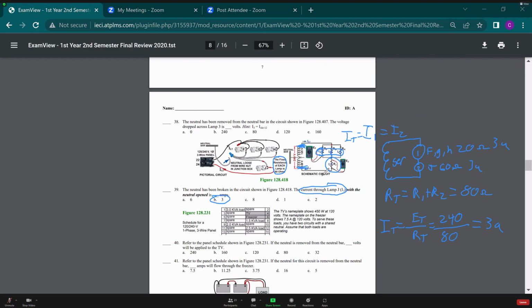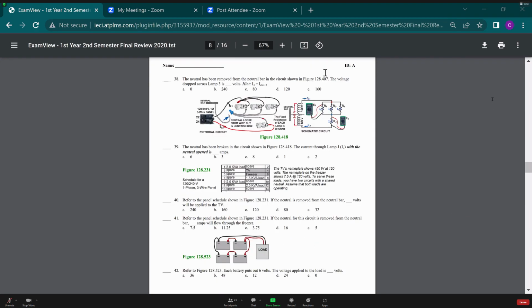10 questions left, y'all. Let's see if we can bust through these. Clearing that off and moving down to 40 and 41. 40 says refer to the panel schedule shown above. If the neutral is removed from the neutral bar, blank volts will be applied to the TV. I'm also going to read 41. 41 says refer to the panel schedule in the figure above. If the neutral for this circuit is removed from the neutral bar, blank amps will flow through the freezer.